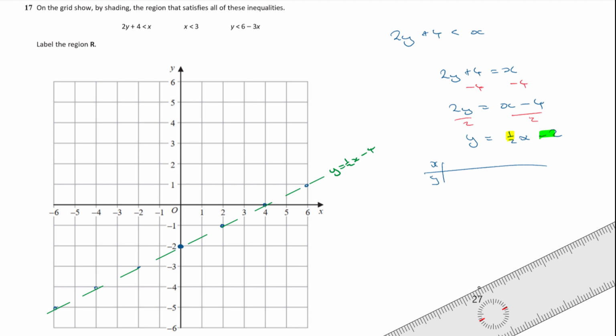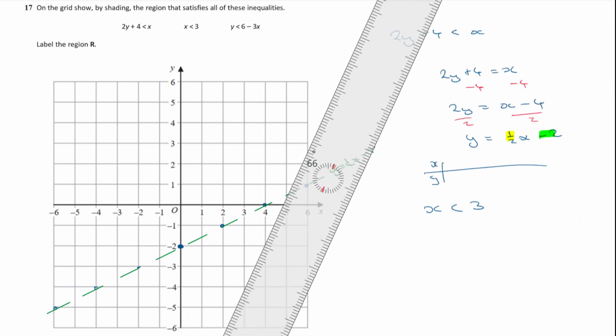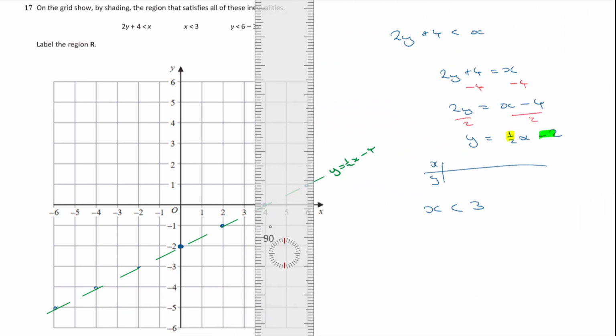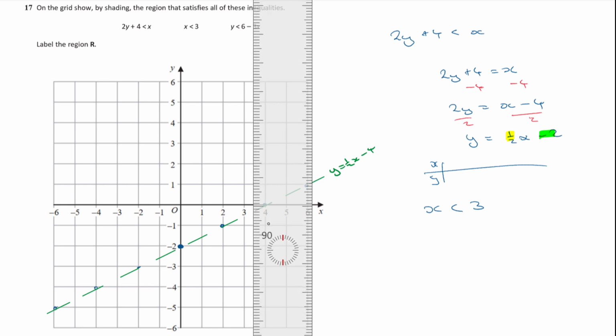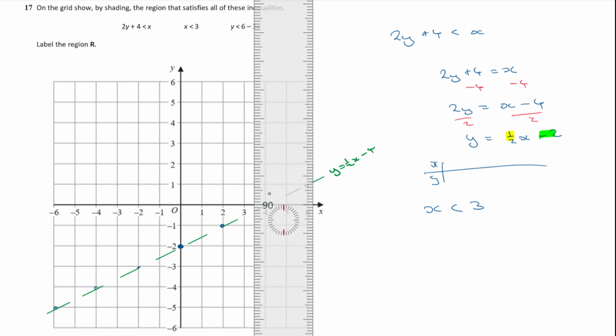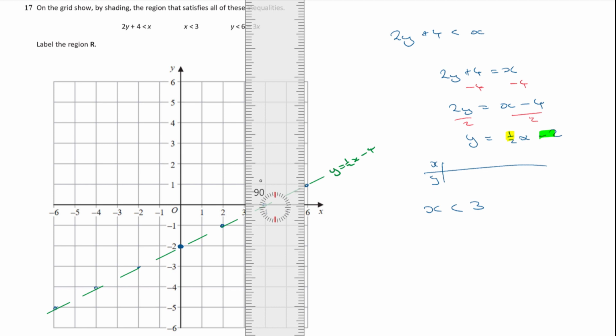Now the next line, I need to use x is less than 3. Now the line x is equal to 3 is a vertical line passing through x is equal to 3. Now again, it's strictly less than. So again, I'm going to be using a broken line down here.